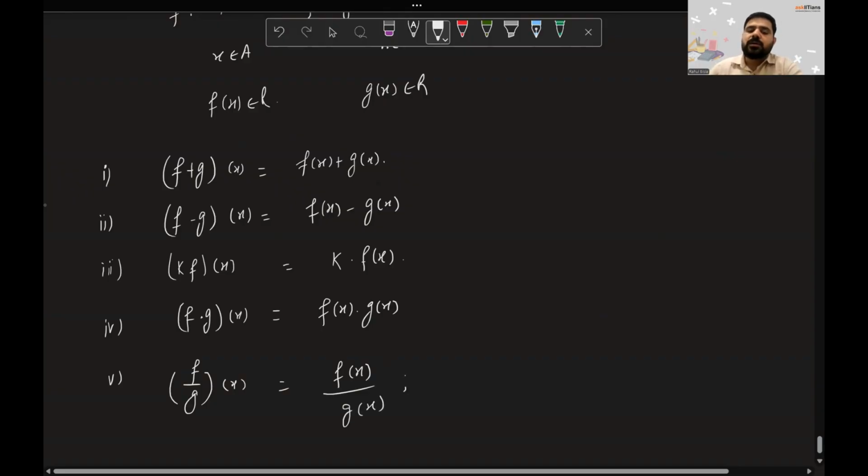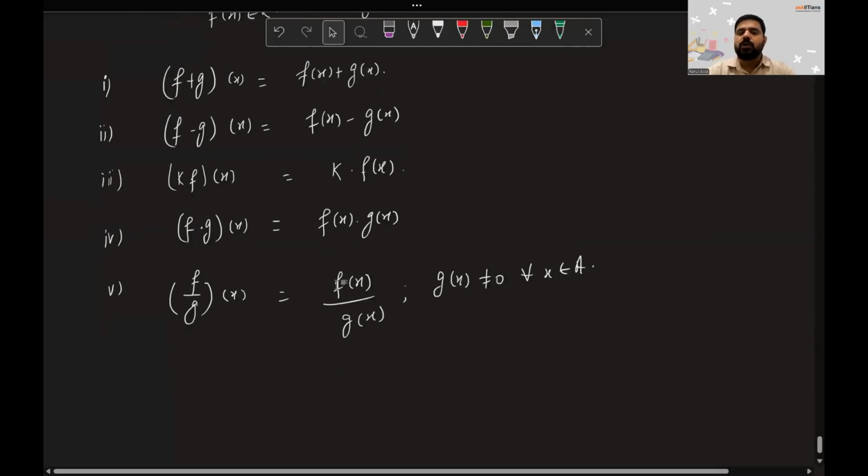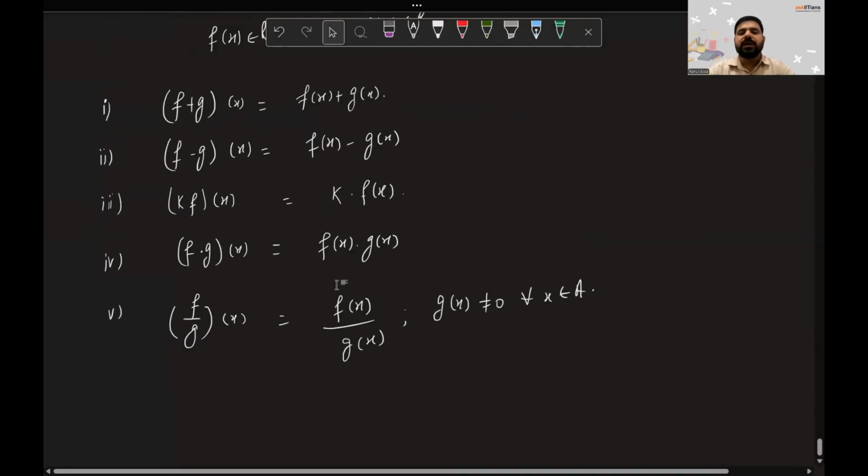But there is a condition. g of x should not be equal to 0 for all x belonging to the set A. Whatever input you take from here, you have to make sure that g of x is not giving a 0 value. Because if g of x is giving a 0 value, then the division will not be defined. So quickly make a note of this.